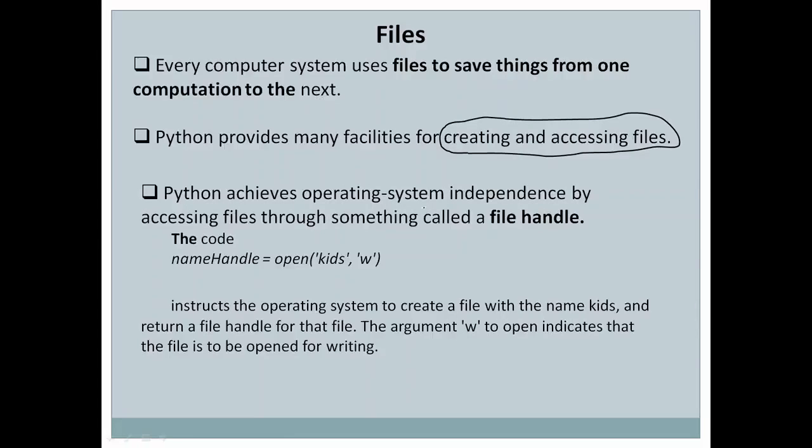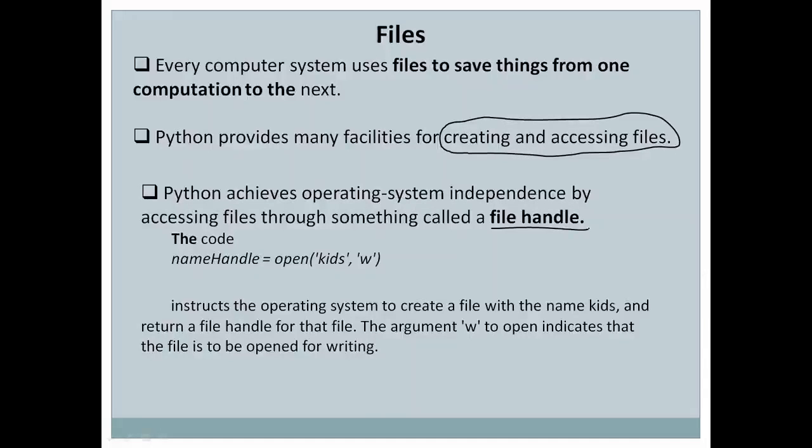Python achieves operating system independence by accessing files through something called a file handle. All operating systems have their own way of creating and accessing files, but Python achieves this operating system independence by using something called a file handle.